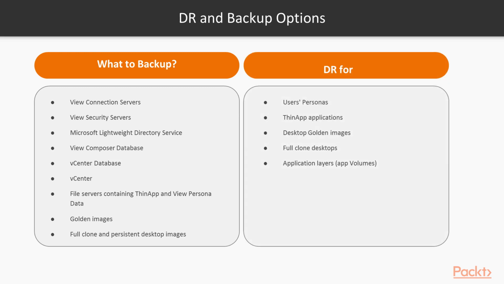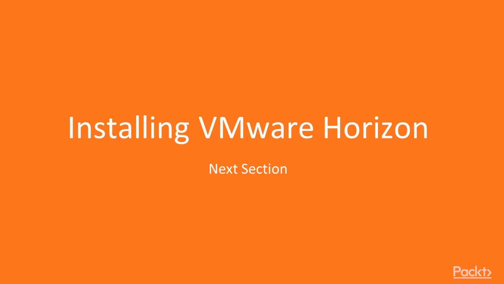When it comes to DR, we need to look at the user's personas, ThinApp applications, again your gold images, full clone desktops, and your application layers. So that now brings us to the end of Section 3. In Section 4, we're going to start the installation of our VMware Horizon environment.